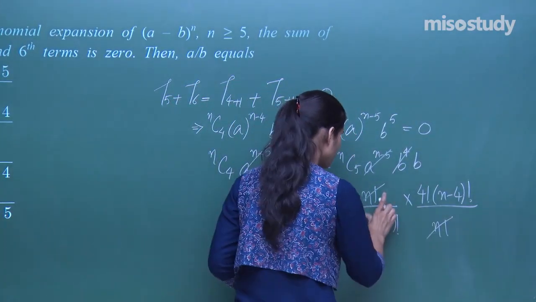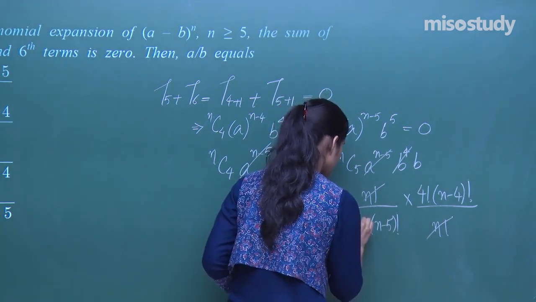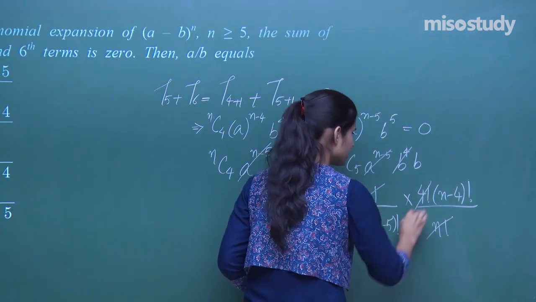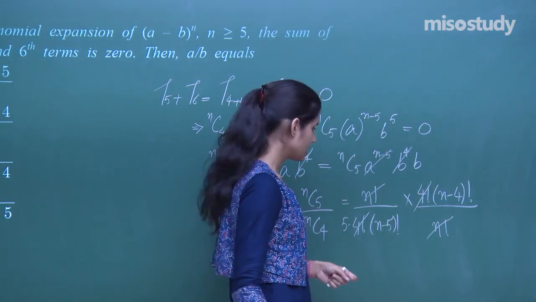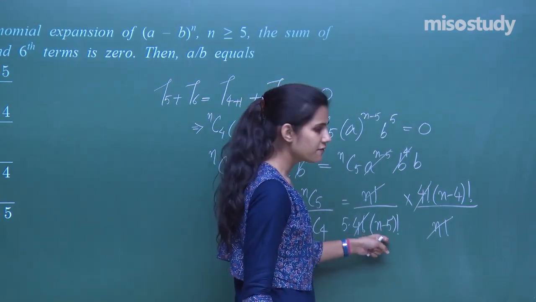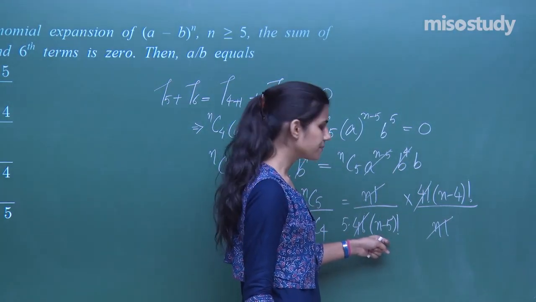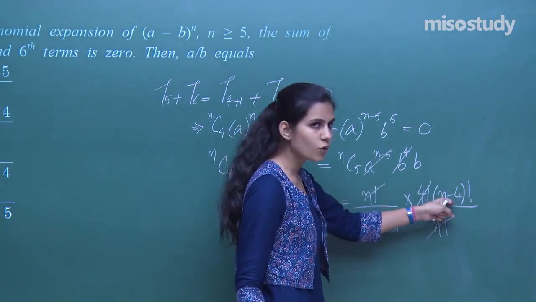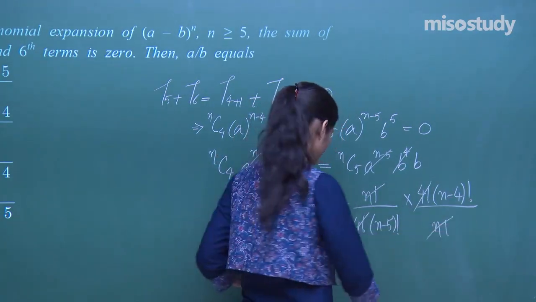This is 5 into 4 factorial. So this gets cancelled out. This becomes what? (n minus 5) factorial. N minus 5. What is it? This is n minus 4 minus 1.